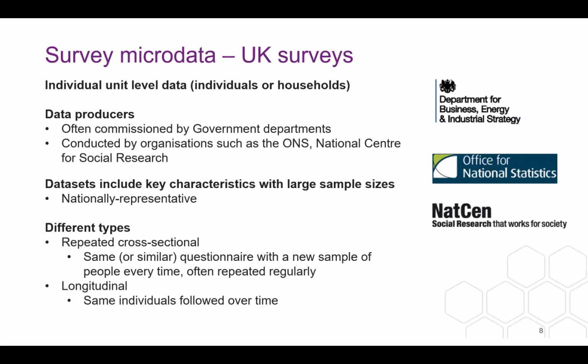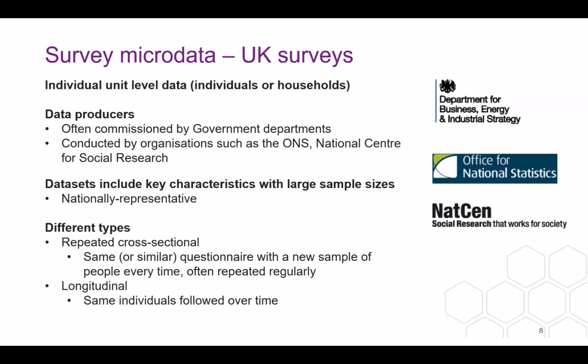Data like this is often commissioned by government departments, and the research is conducted by organisations such as the Office for National Statistics or the National Centre for Social Research, also known as NatCen. The data sets are really useful for research because they have large sample sizes, which means that they can be used to make nationally representative estimates. And there are different types of survey microdata within our collection.